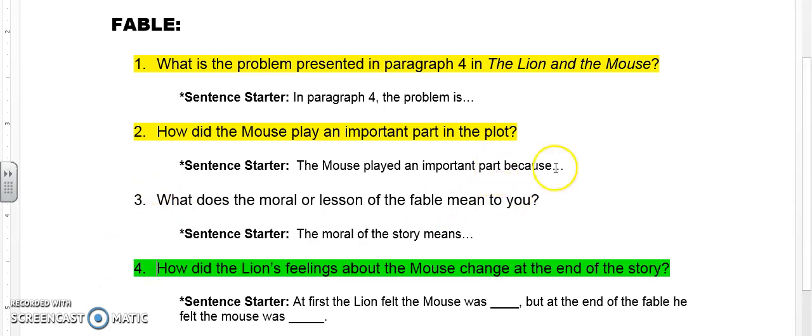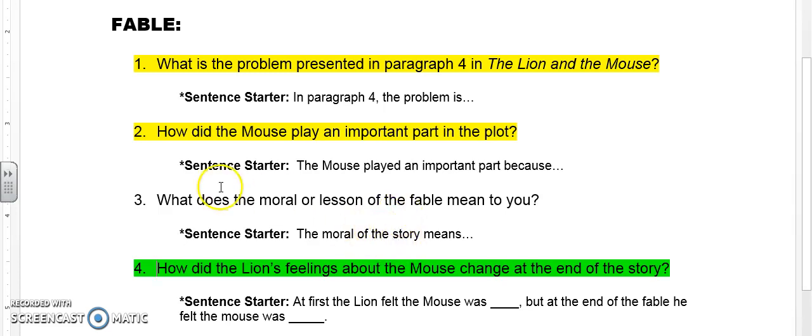And then question number 3 is basically asking you, what does the moral or lesson in the fable mean to you? I left the moral, or the lesson that the main character and the reader learn, at the bottom of the page. I don't want you to tell me that moral again word for word. I want you to think about what happened in the story, think about the lion and the mouse, and then tell me in your own words, if you had to apply that moral to your life today, what would that mean to you?